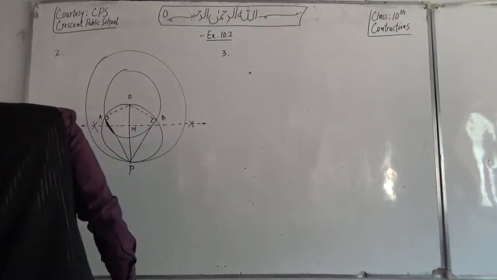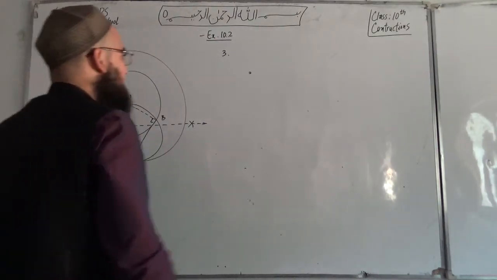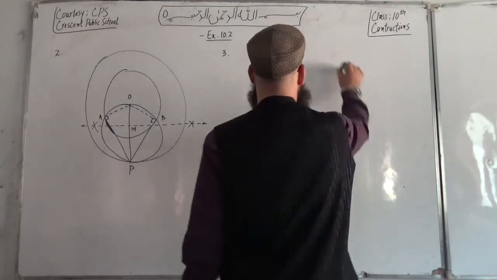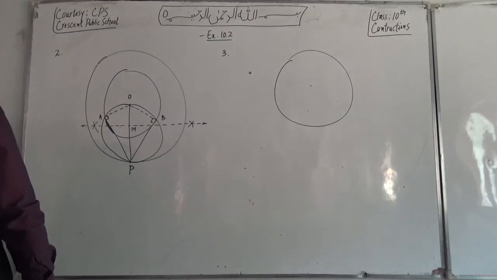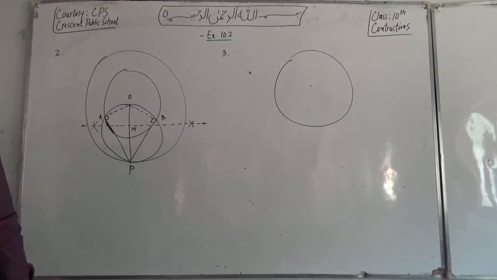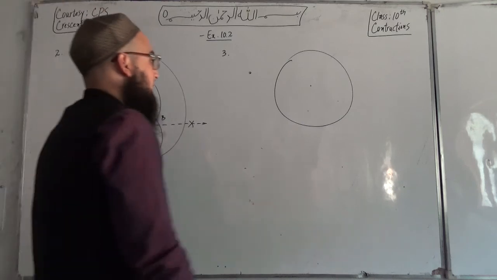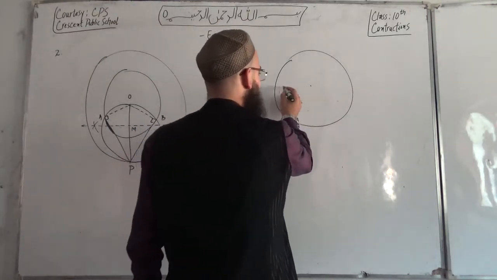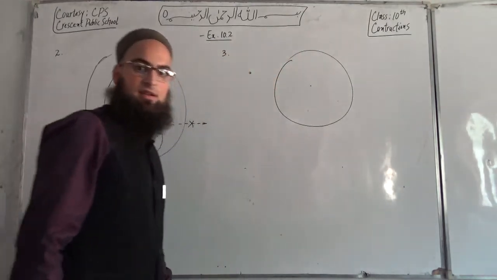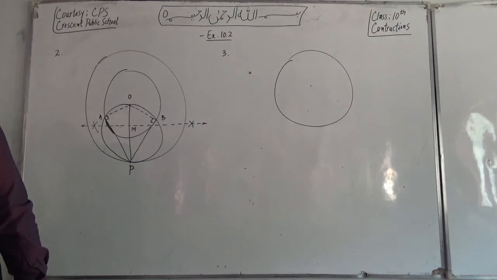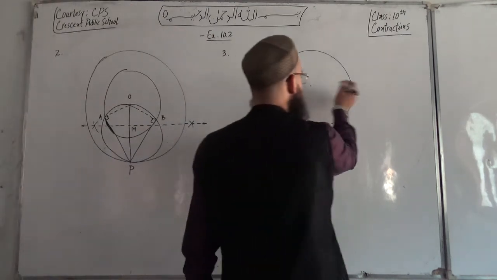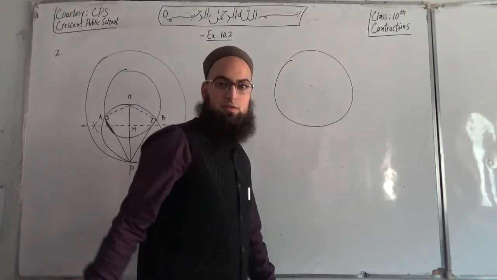Question number 3 says, draw a circle of radius 3 cm. So you will draw a circle of radius 3 cm. Then take 2 points P and Q on one of its extended diameters, each at a distance of 7 cm. Now extend the diameter such that the extended point is 7 cm away from the center.